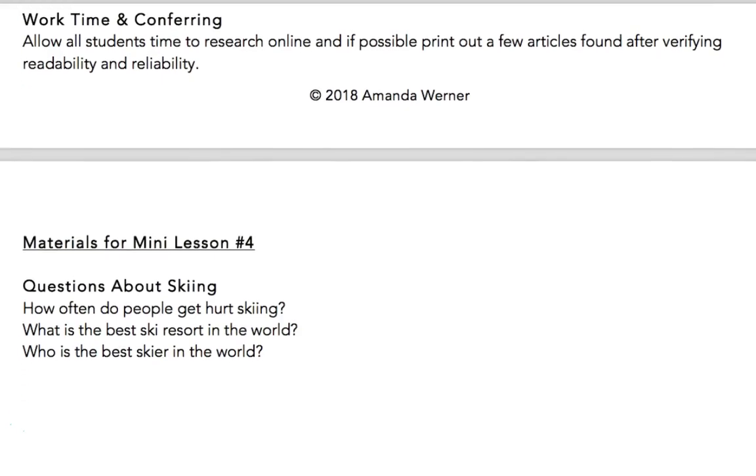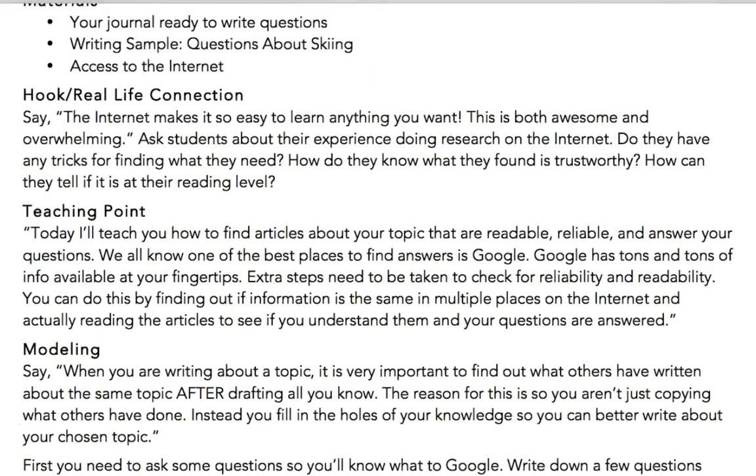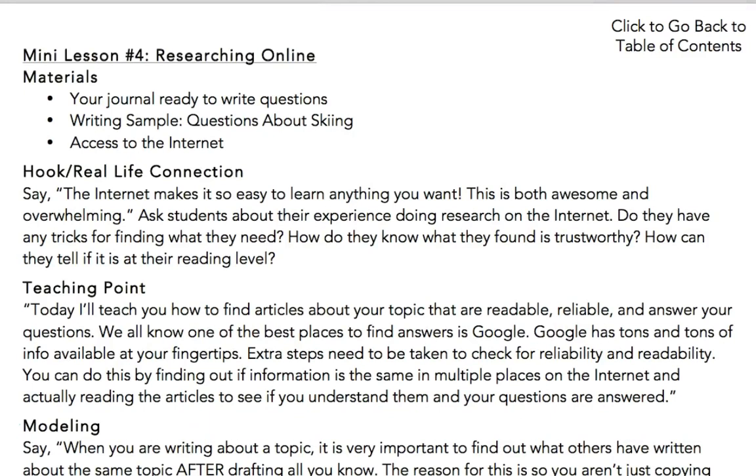The materials are also listed at the end of each mini lesson. So for example, this mini lesson comes with a writing sample, questions about skiing. So I'm using the topic skiing to teach students how to research online. And then students will need their journals, access to the internet so they can research. Each mini lesson also has this little clickable button where you can go back to the table of contents.